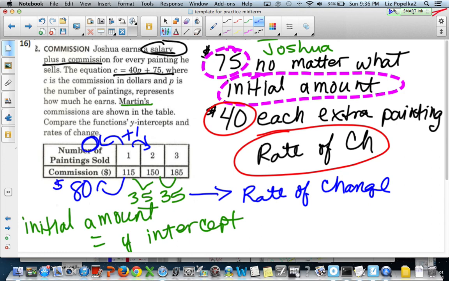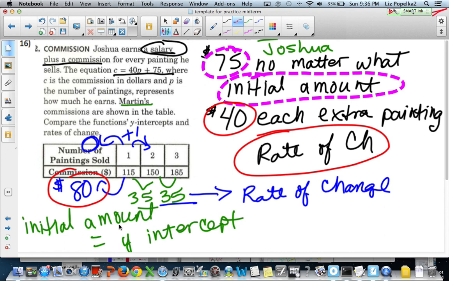So think about it, every single time he sells an extra painting, he gets an extra $35. So instead of going up a painting, let's say he goes down a painting, and instead of selling 1, he sells 0. Well, we're going to take that 115, and instead of adding 35, we're going to subtract 35. And 115 minus 35 is 80. So that means his rate of change is 35. His initial amount, that means what he makes even if he sells no paintings, is 80.